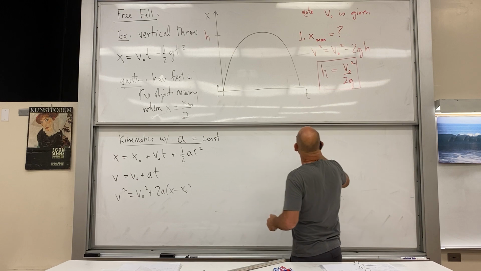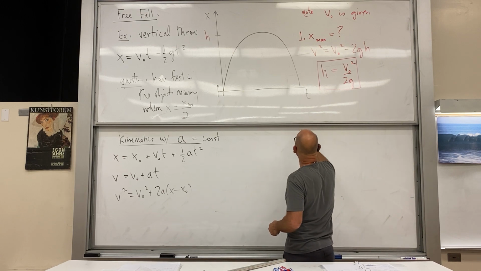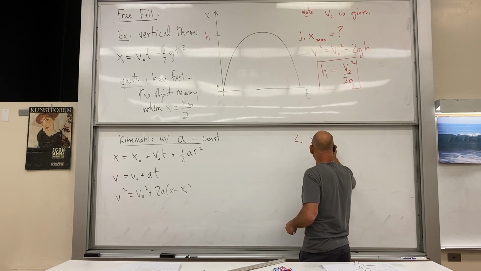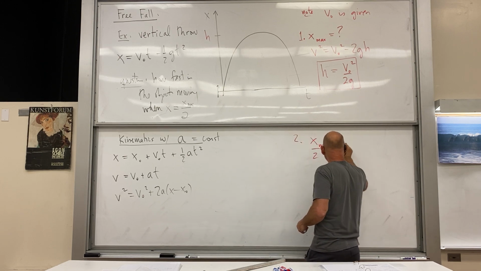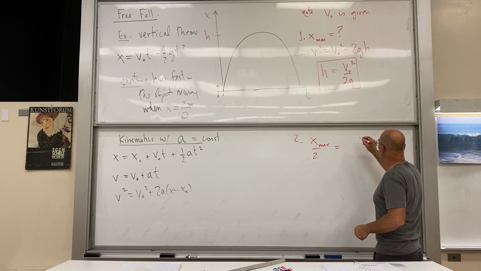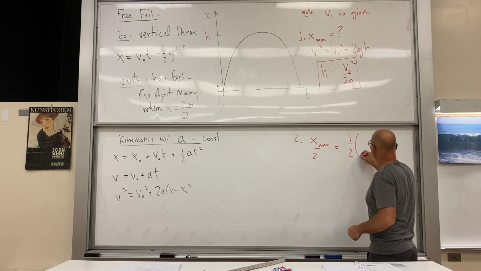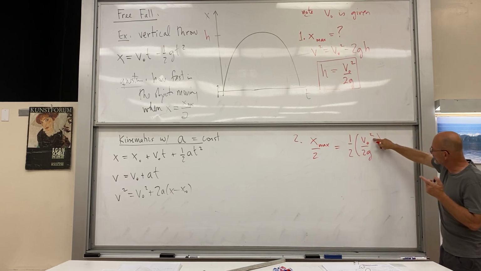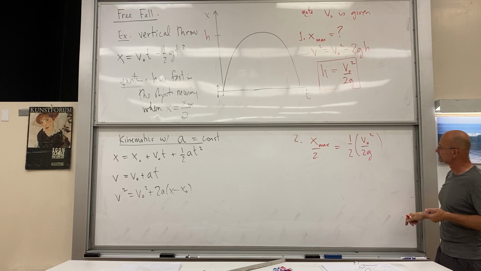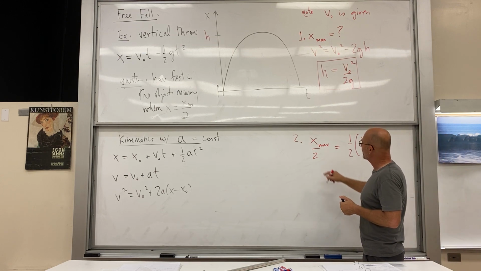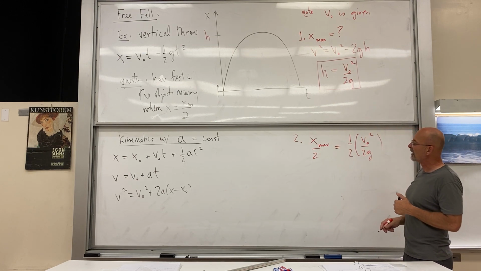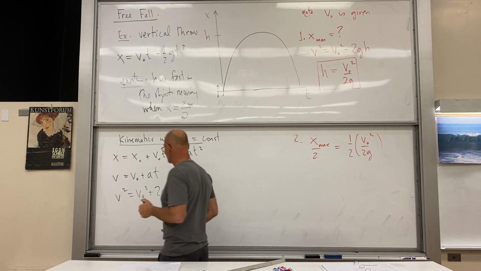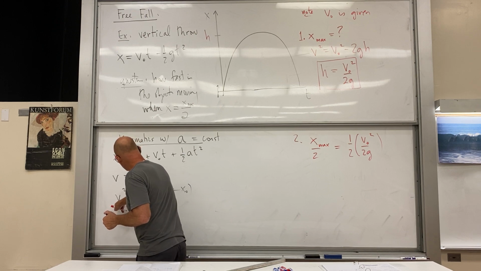Okay. So we have x max divided by 2 is equal to 1/2 of this v0 squared over 2g. Remember, v0 is given, g is the natural constant. So now we know what the maximum height divided by 2 is. How fast is the speed when something gets there? Okay. Now we can use this entire formula again.